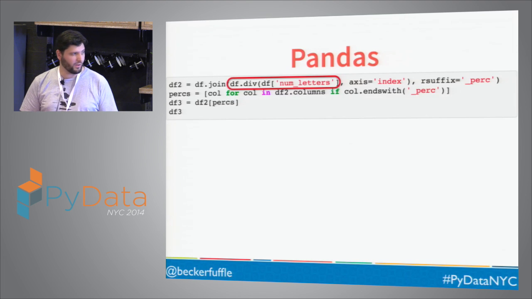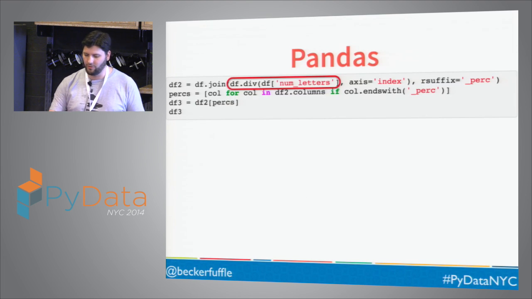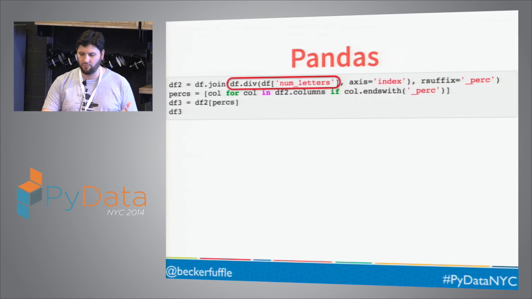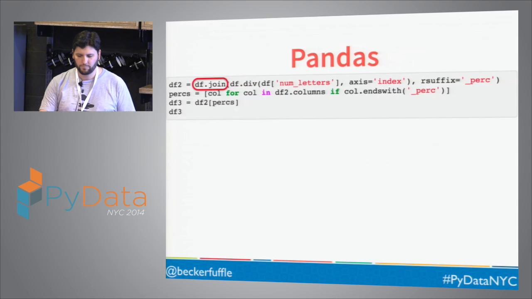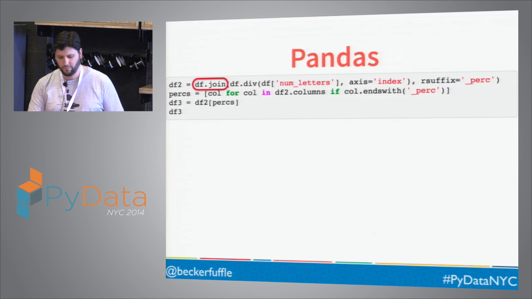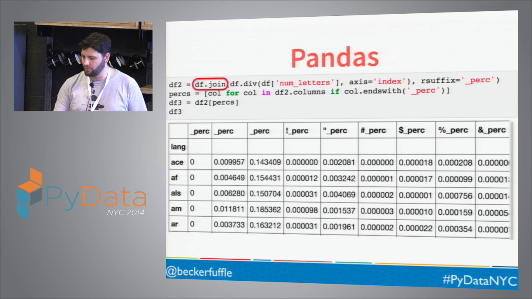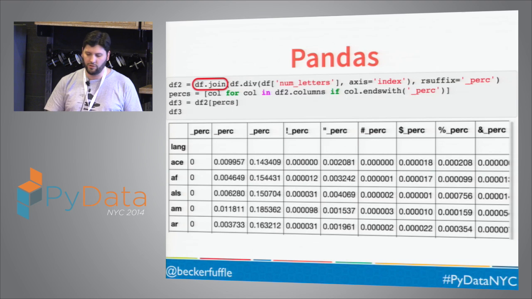So the first thing I did once I loaded it into a pandas data frame was calculate the percentages from our raw letter counts. We can do this using the div method. And then we can add these percentages as columns to a new data frame by using the join method. And if you're using pandas inside of IPython Notebook, you can easily display the contents for inspection.